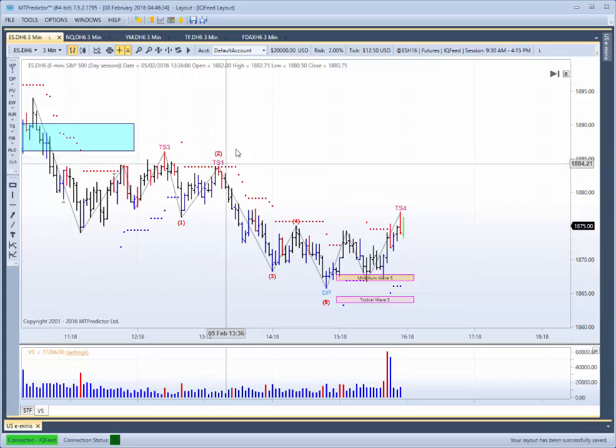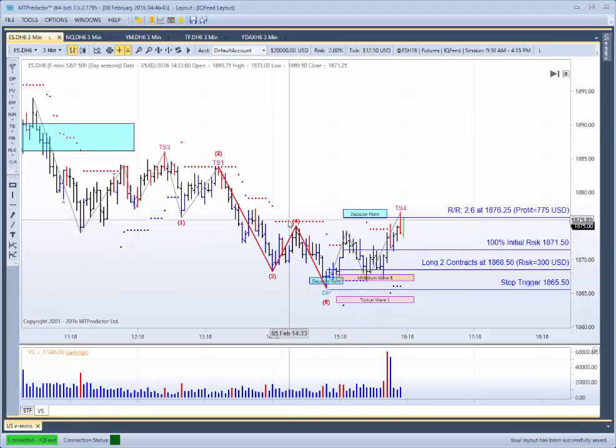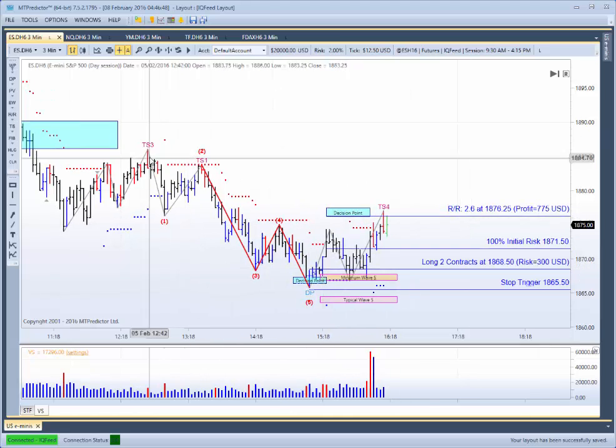You had the opportunity to pyramid on the wave 2 correction at the TS1. You had the opportunity on the high volume spike to then reverse and go long on the end of the wave 5 to catch the rally back into the wave 4. I mean, this was absolutely perfect.